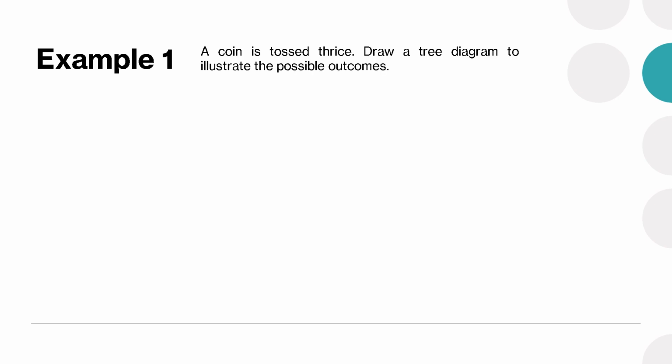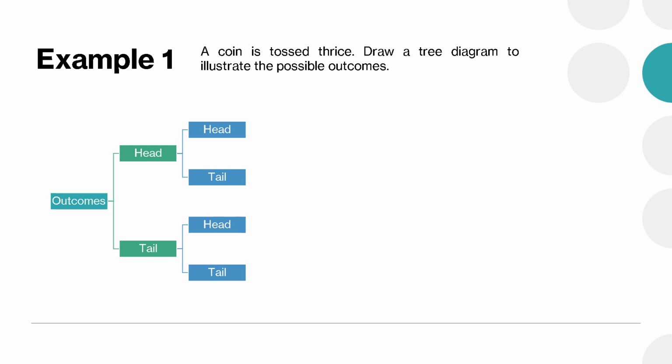Here's an example. A coin is tossed thrice. Draw a tree diagram to illustrate the possible outcomes. So when we do a tree diagram, this is how it looks. Sometimes it has a starter to note that you're working with outcomes. This is now the first coin. When it is tossed, there are two possibilities, which are head and tail. And then on the second coin, we have head and tail as well. However, each has its offspring.